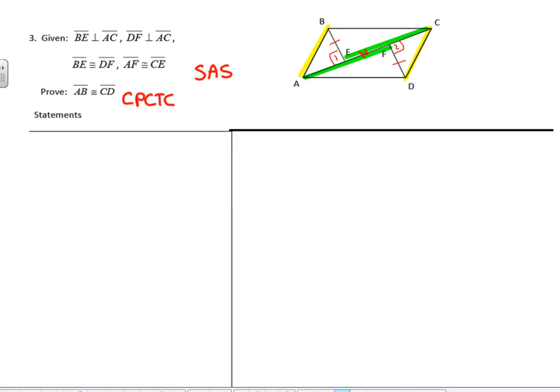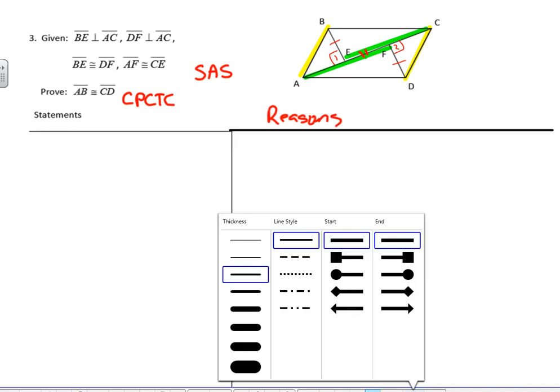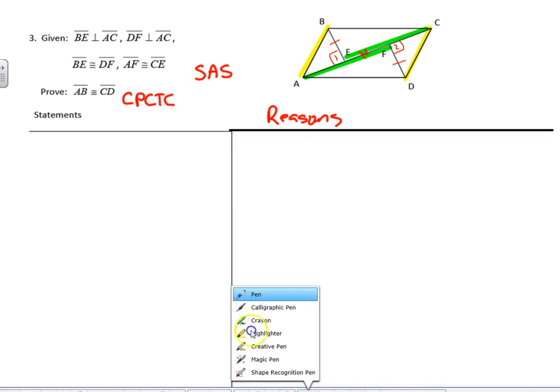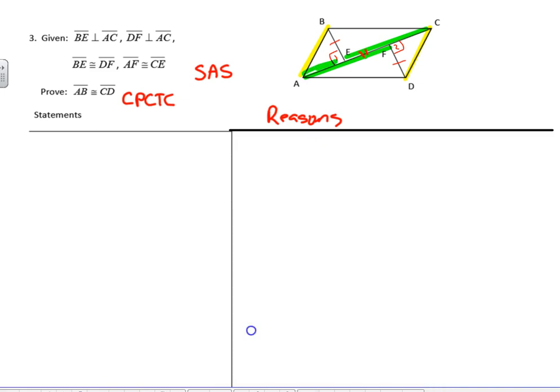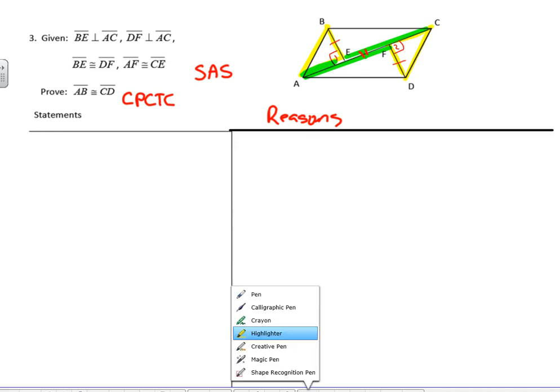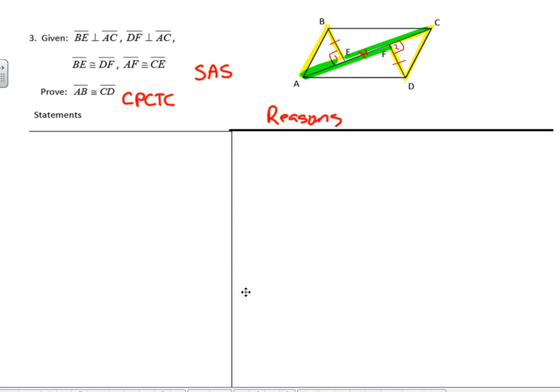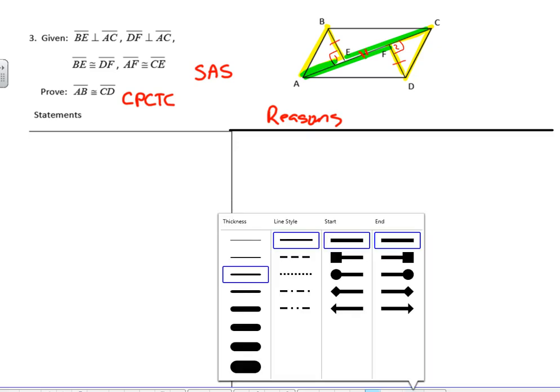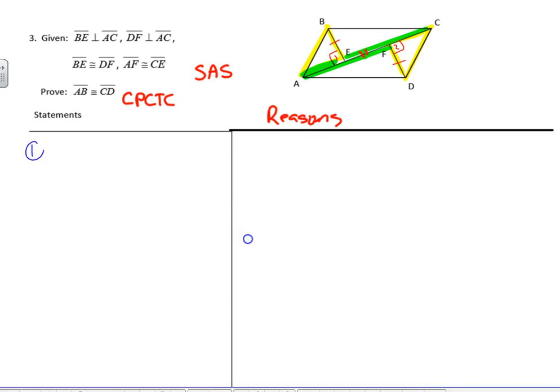All right, so statements, reasons, got lost in the printing. All right, so my plan is to prove triangle, let me just kind of highlight what those triangles are. Yellow highlighter, come back. My plan is to prove this triangle and this triangle congruent using side angle side, and then their parts are congruent using CPCTC. And I'm going to use subtraction here in this one.